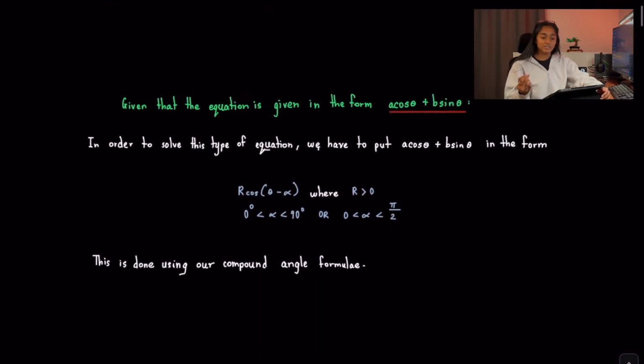Given that the equation is in the form a cos theta plus b sin theta though, let's look at this example. To be able to solve this type of equation, we need to put this in the form of this. So r cos(theta minus alpha), where r is greater than 0, and alpha is between either 0 degrees and 90 degrees, or 0 and pi over 2 radians. So in the case of degrees, this, and in the case of radians, this. And this is done using our compound angle formulae.